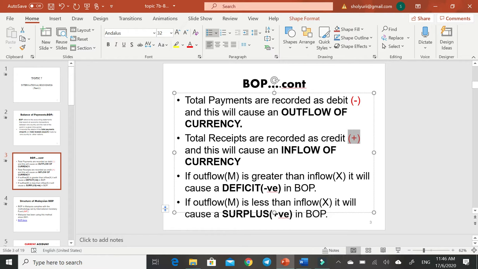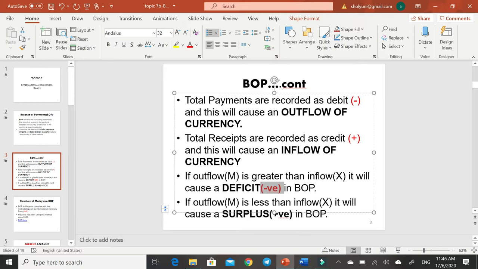Okay, if outflow of currency is greater than the inflow, duit keluar lagi banyak daripada duit masuk, maksudnya import kita lagi besar daripada export, it will cause a deficit. Deficit tu maksudnya kekurangan. Balance of payment kita akan jadi nilai dia negative. Okay, so what is the significance of this? If we have a deficit, meaning that we have debt with other countries.